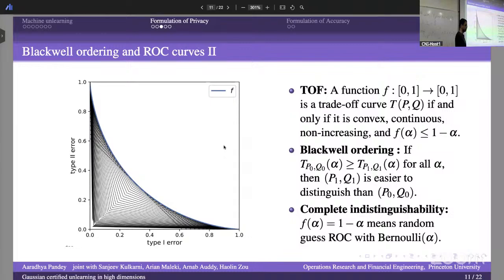Is this clear? So that means if you have two probability measures P0, Q0 and T(P0, Q0) is always higher than T(P1, Q1), that means P0, Q0 is harder to distinguish. So this is where you slowly see that we are trying to compare two probability measures with another two probability measures. And this is the ordering that we are going to see in our definition of machine unlearning, or at least the privacy aspect. And complete indistinguishability basically means the ideal thing, which is f(alpha) = 1 - alpha, and that will be the case when P0 equals P1 or P equals Q.